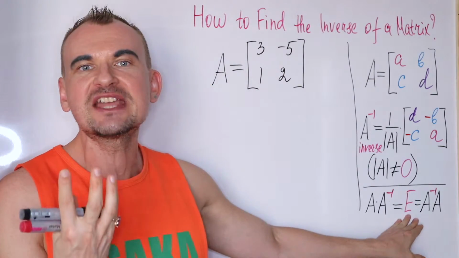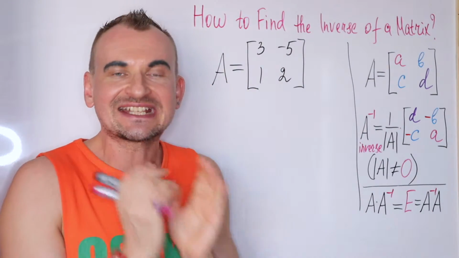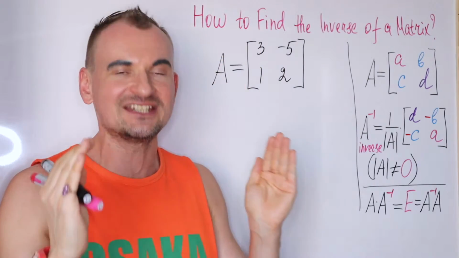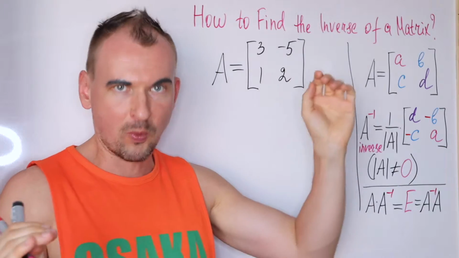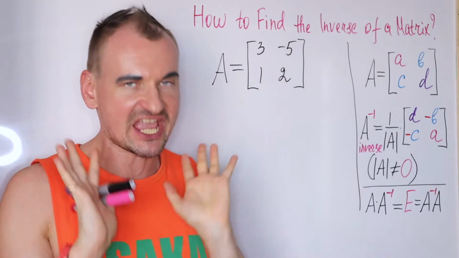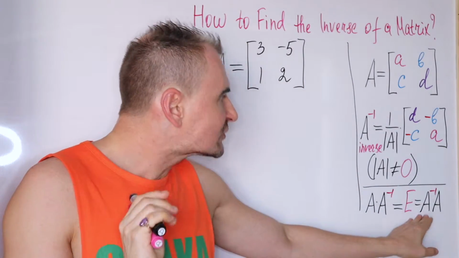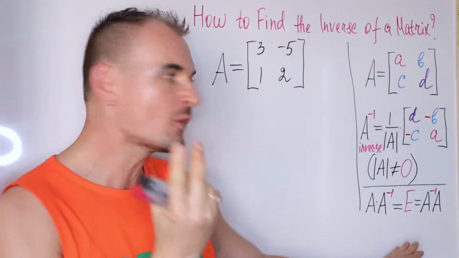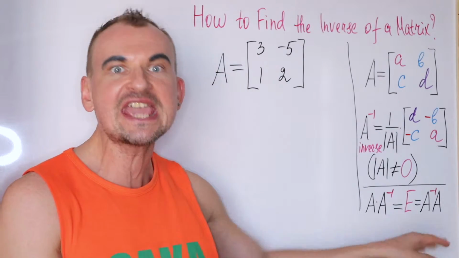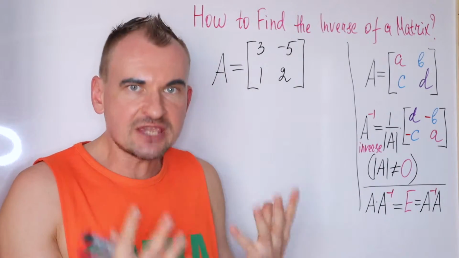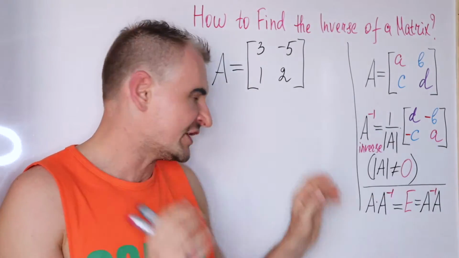So the identity matrix is a matrix that has ones on the main diagonal, from the top left to the bottom right, and the other elements are just zero. And also if you multiply them in the reverse order, so the inverse matrix by the matrix A, it still gives you this identity matrix.